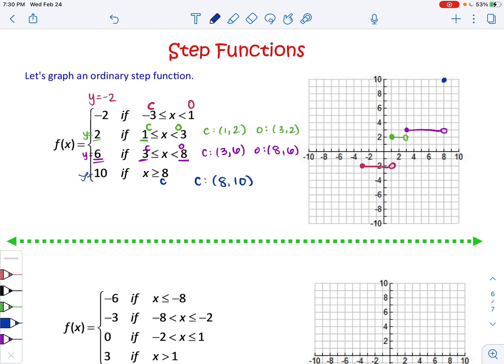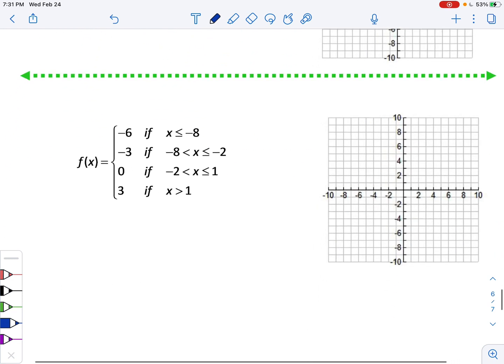So this one is actually going to get a line with an arrow because it does not have that second endpoint. It starts at 8 and it continues for all x's greater than 8. So that's our step function. Now the steps are not always equal or the same distances apart, but they do look like a bunch of little horizontal steps. Let's look at one more example together.